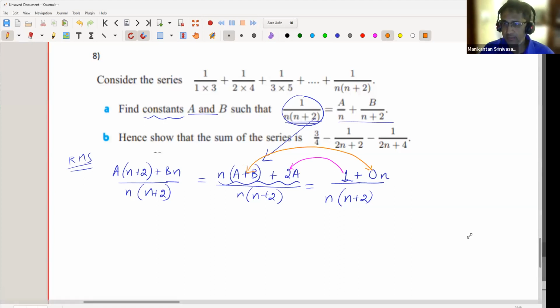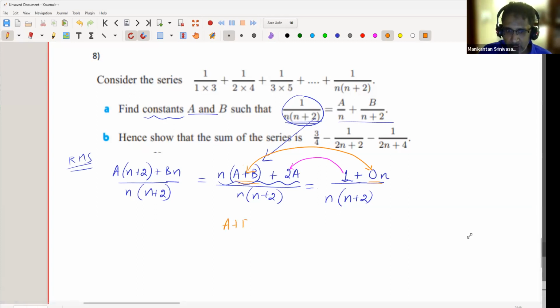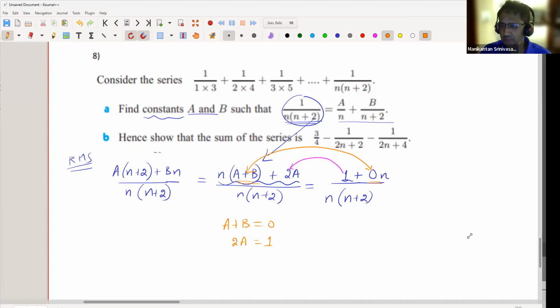So there's no n term, so I can artificially put a 0n. So a plus b is the coefficient of n in my expression here, and 0 is the coefficient of n in the other expression. Therefore, my a plus b must match 0 and my 2a must match 1, because that's the constant here. Does that make sense? Arav, you good with me?